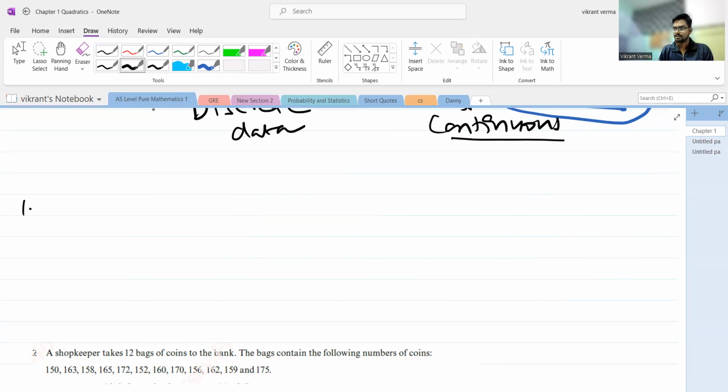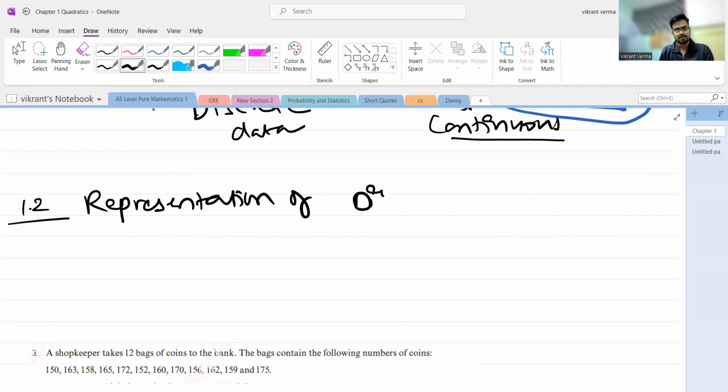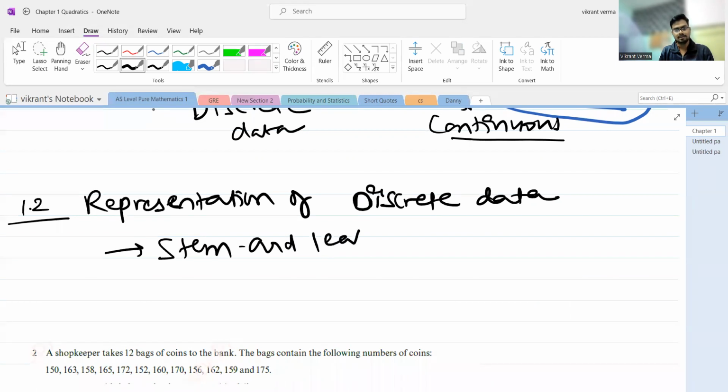The first topic, 1.2 in the textbook, is representation of discrete data. How can we represent discrete data? This method is known as the stem and leaf method.